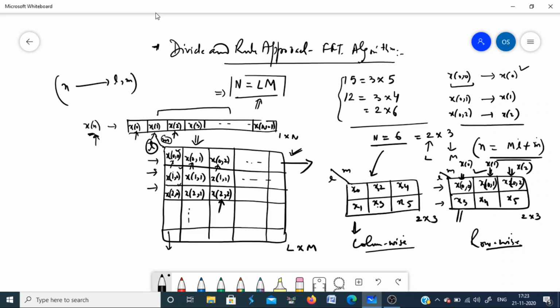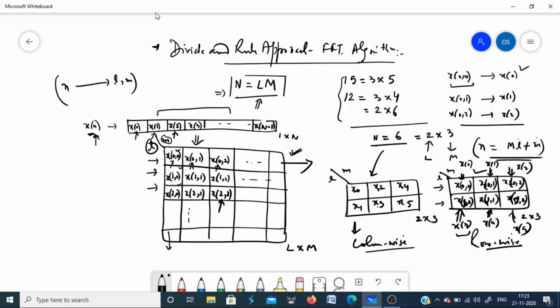Similarly, if you compute here, it will be filled with x3. This point is basically x of 1 comma 0, and it will have the data x3 from the original sequence. This point, x of 1 comma 1, will have x of 4, and this point, 1 comma 2, will contain x of 5. So it is a row wise mapping.